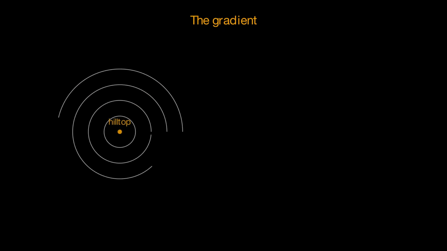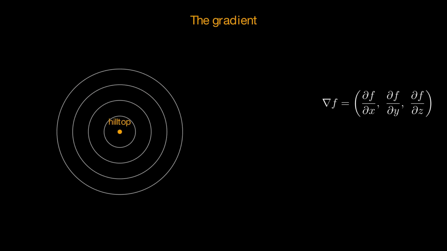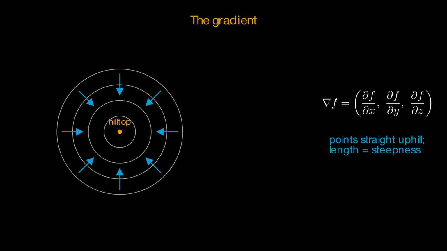Apply nabla straight to a scalar function, say, the height of a hill at each point, and you get the gradient. Each entry is the slope in one direction, so the result is a vector. It points in the direction of steepest increase, straight uphill, and its length is how steep. Hold on to the gradient. We need it to build the second symbol, but first, the divergence.